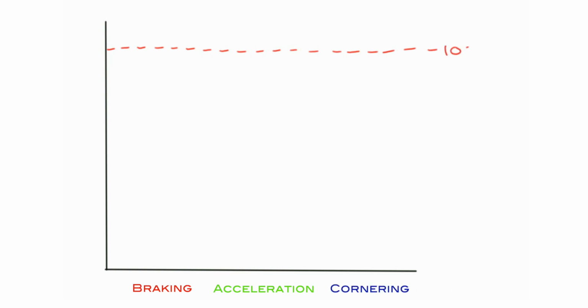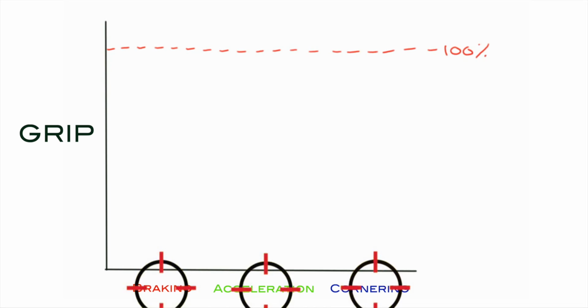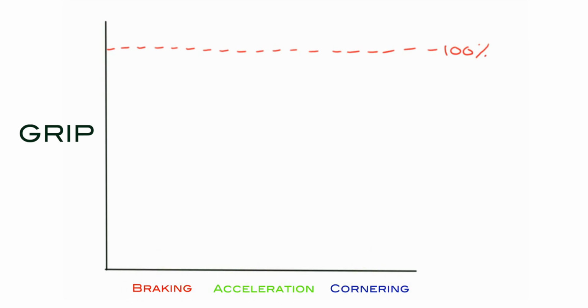I like to think about grip as a finite resource, which can be allocated between braking, acceleration, and cornering. If we think of grip as a percentage, we'll have grip on the y-axis, and then our corresponding allocations on the x-axis, braking, acceleration, and cornering. We can see that there is a limit to the allocation of grip available. In the case of threshold braking, as just discussed, 100% of the grip is allocated to the braking force.